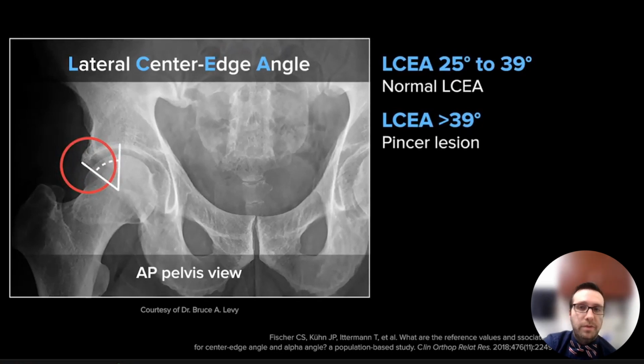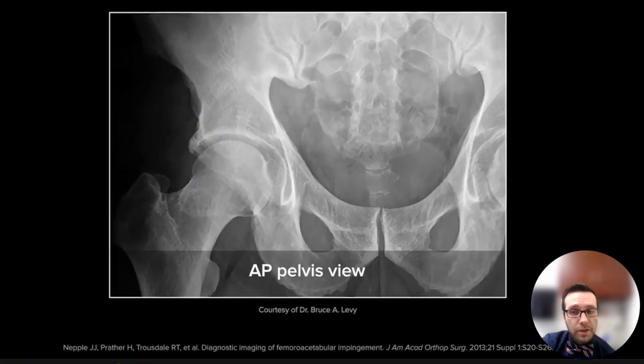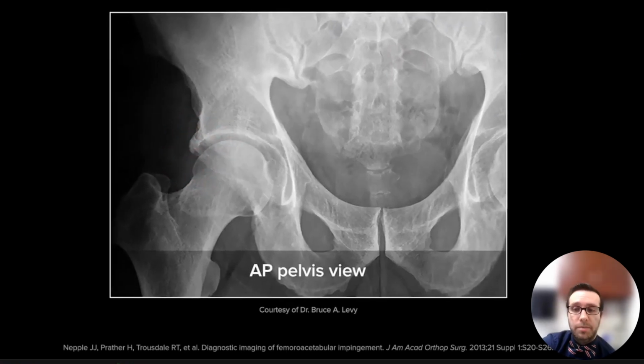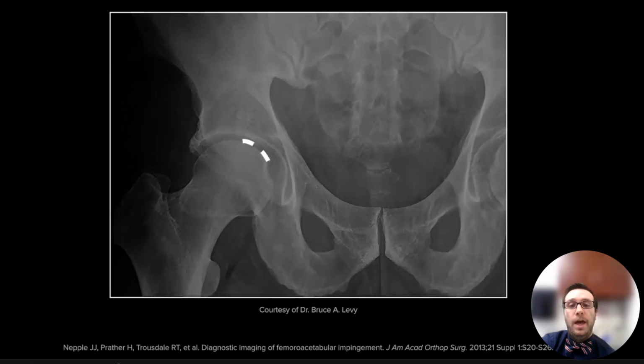Normal angle is between 25 and 39. Anything beyond 39 is considered a pincer deformity. Coxa profunda and protrusio acetabuli can be assessed by looking at the ilioischial line. If the cup passes the line, it's a coxa profunda. If the head of the femur passes this line, then it's a protrusio acetabuli.